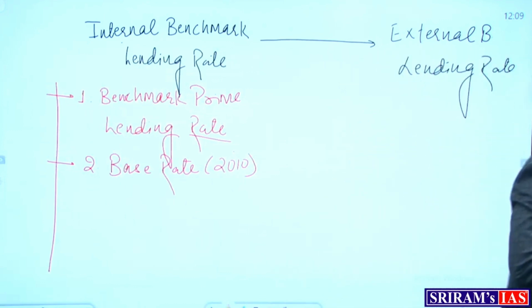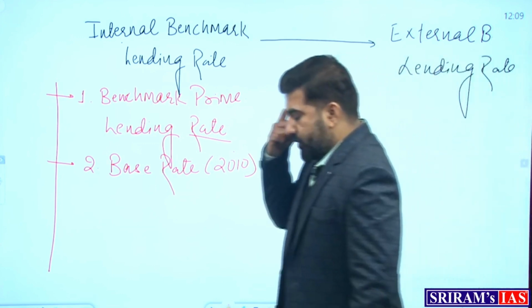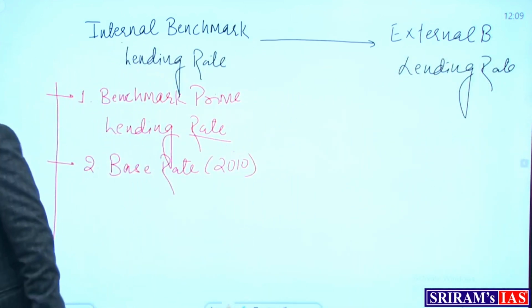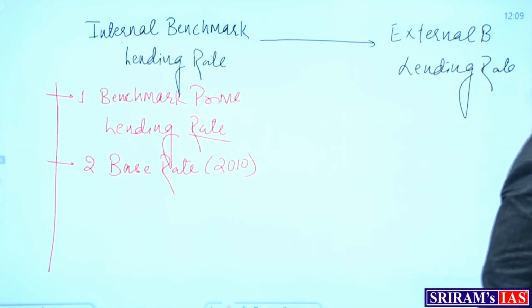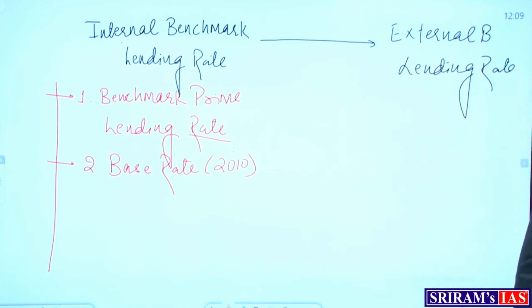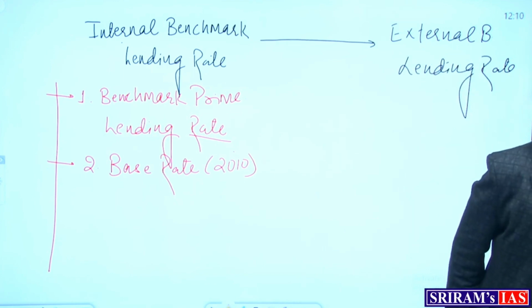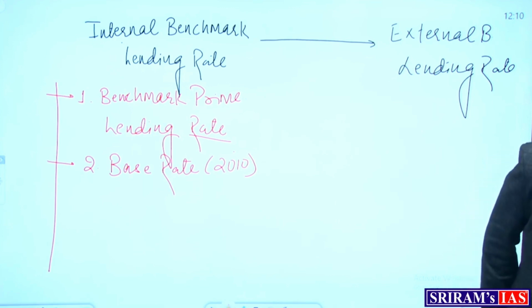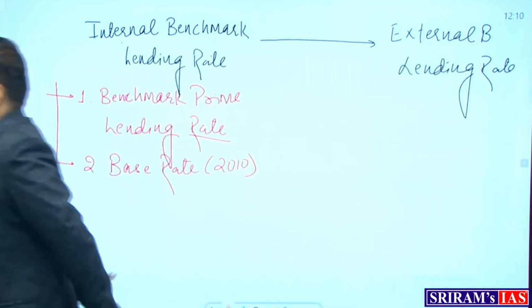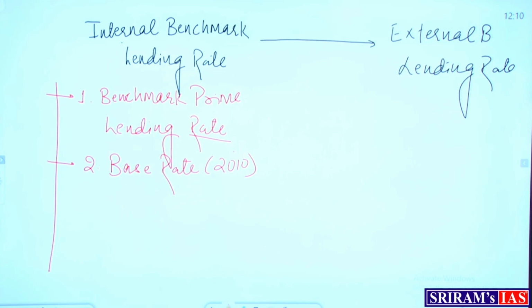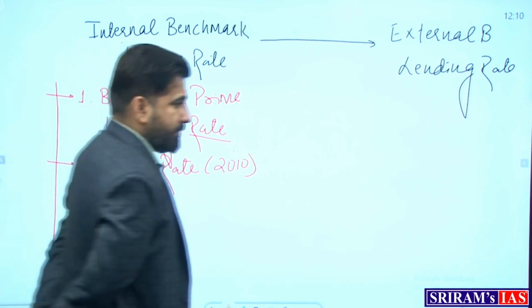Based on the RBI guidelines. Clear? Next, it was based on the average cost of funds, which is calculated by considering the minimum profit margin.